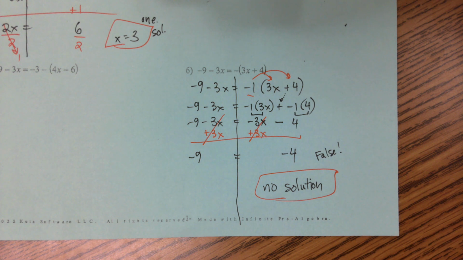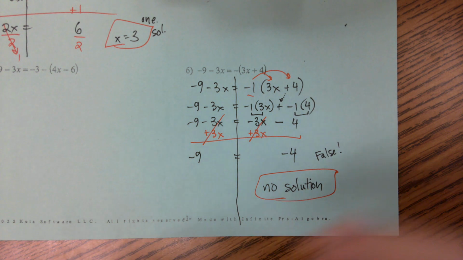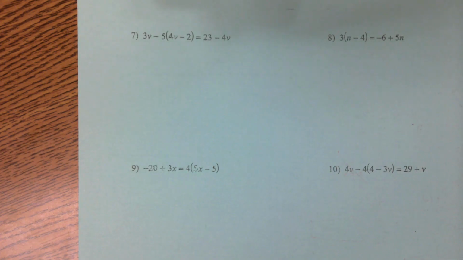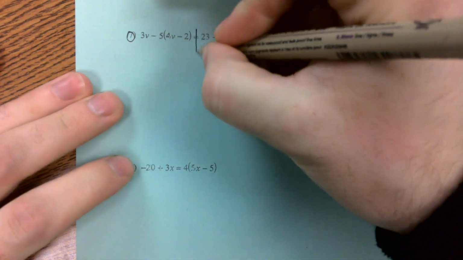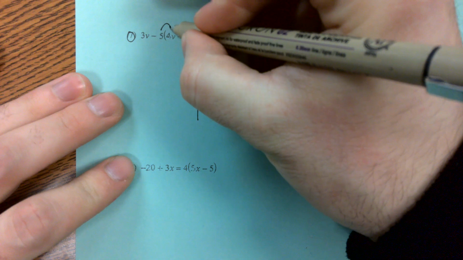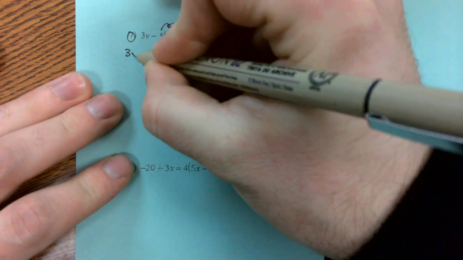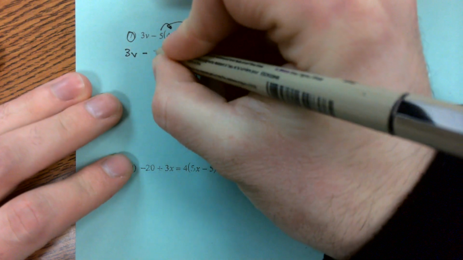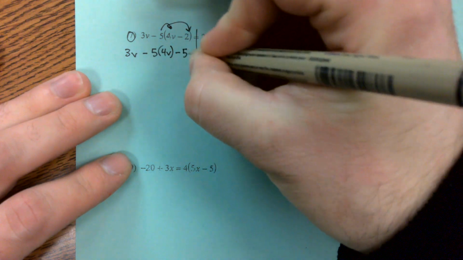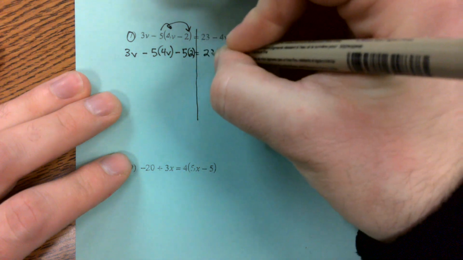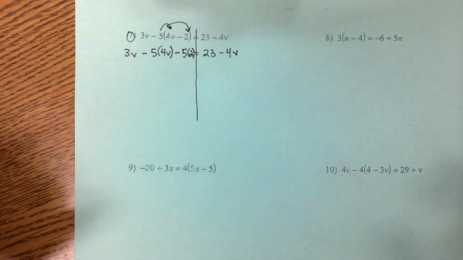Let's flip over to the back and we'll do a couple over there. Let's do number 7, and then we'll do number 12 and 11. 11, 12, 7, then we'll be good to go. All right. Once again, we're going to distribute first. 3v minus 5 times 4v minus 5 times 2 equals the right-hand side.